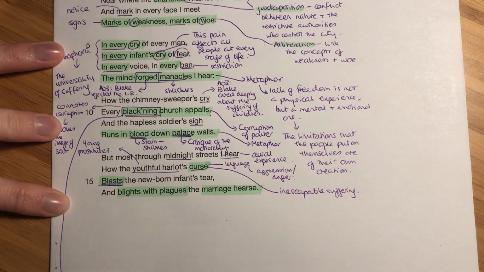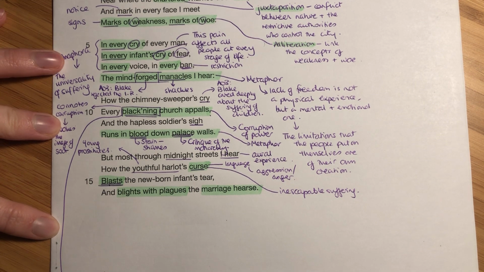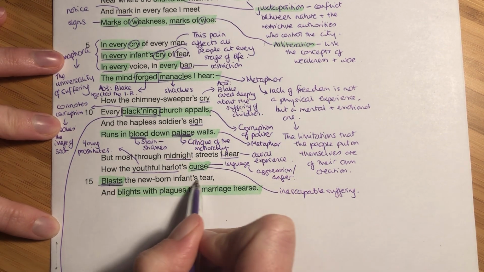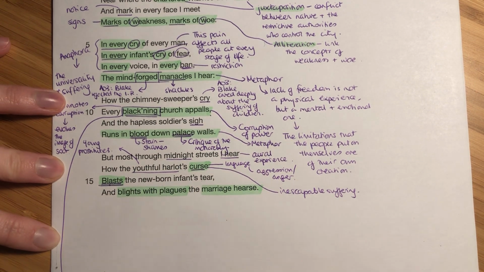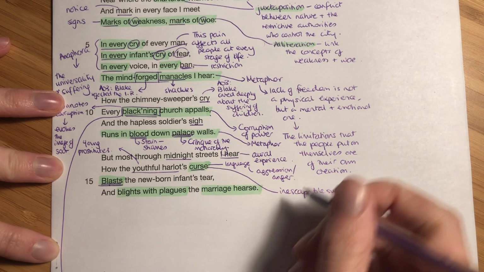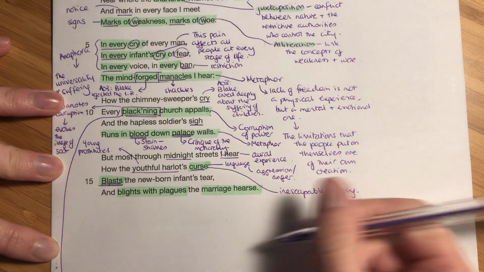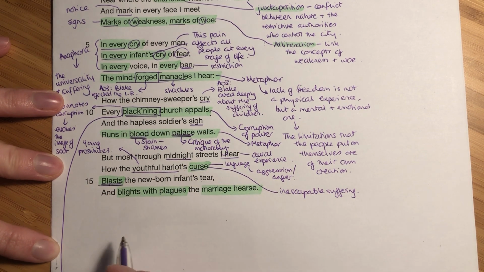And again, we come back to that idea of Blake's passionate interest in and real depth of pain when he saw the suffering of those who were young. So he looks at the children of these young harlots, these youthful harlots, these young prostitutes, and he sees how their suffering is caused by their mother's suffering. So the youthful harlot's curse blasts the newborn infant's tear.